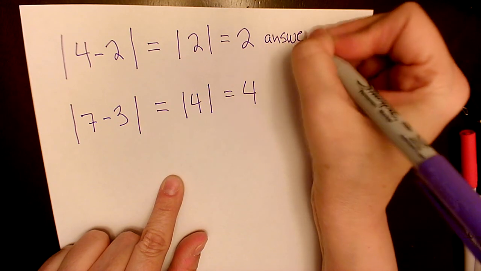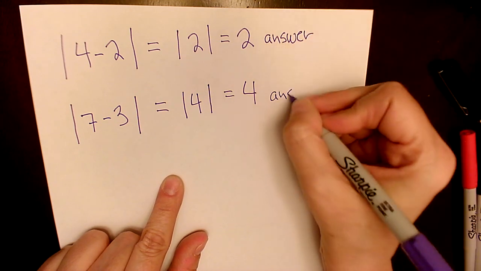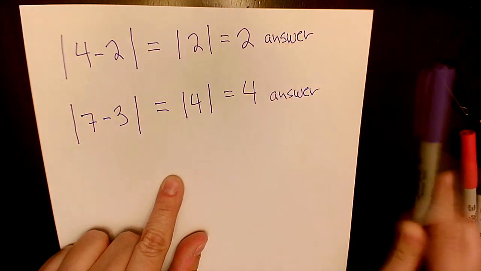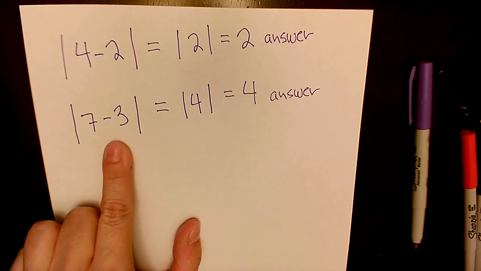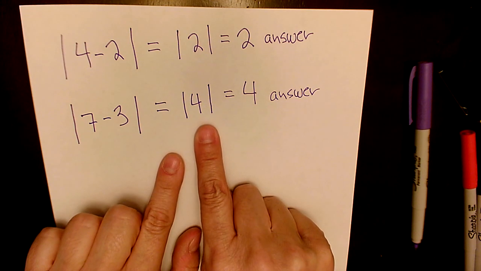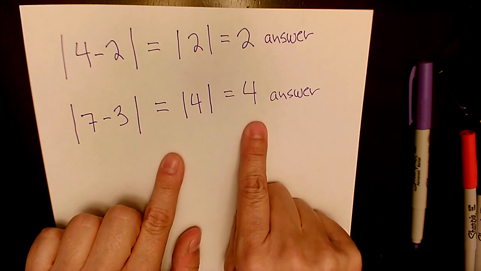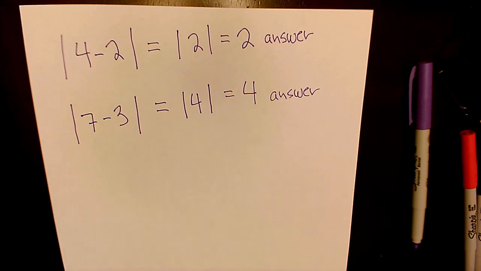So for the first one, we got an answer of 2, and the second one, we got an answer of 4. So do your adding or subtracting first inside here, and then carry it over, take the absolute value, and that'll be your final answer. So that is section 3.1, A and B.